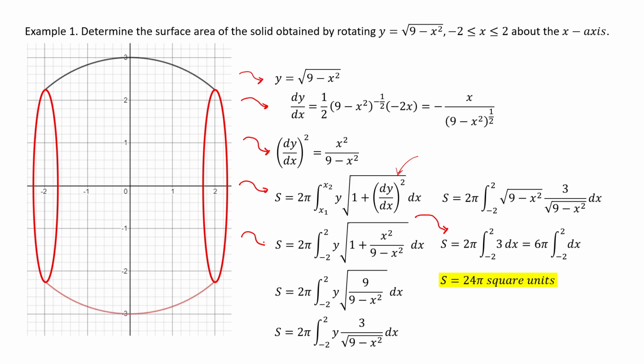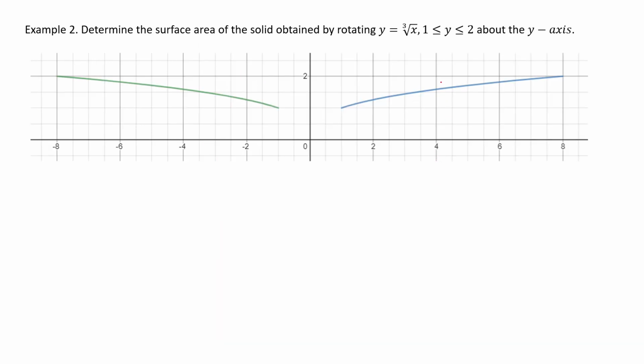Okay, so there's none, so let's proceed. So, rotating y equals cube root of x from 1 to 2 about the y-axis. The blue line here is the graph, starting from 1 and then going to 2.